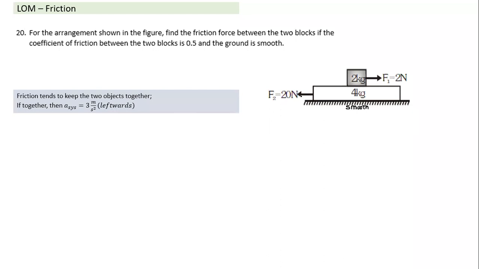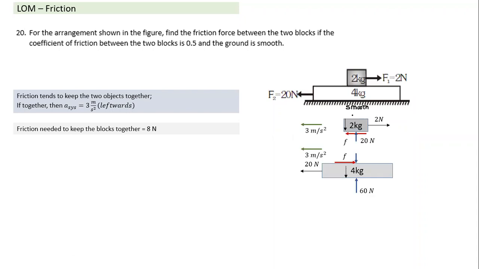Now we check, okay, we made this assumption. Is this assumption valid or not? How do we check that assumption? Let's see that one. So we have assumed the friction was enough to prevent slipping. Now we check what is the friction required to keep them together. Friction needed to keep the blocks together. How do we calculate the friction needed to keep blocks together?